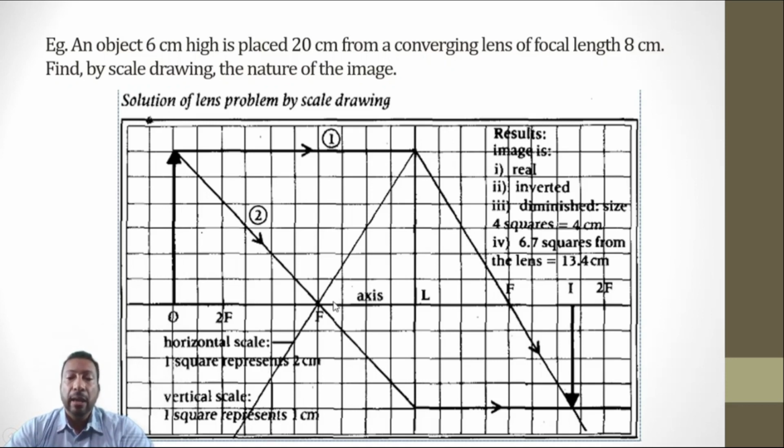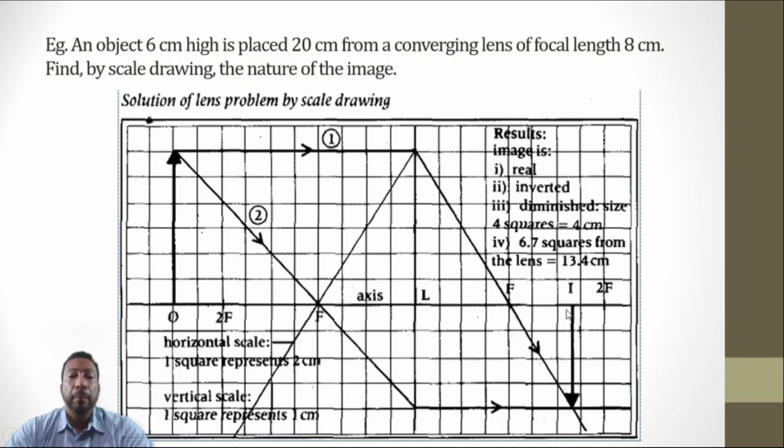So here I have capital F at 4 little squares away from L. Since it is a focal length of 8 centimeters, then 8 divided by 2 gives me 4, because the scale here is 1 to 2. So that's 1, 2, 3, 4. And then another 1, 2, 3, 4, I place 2F. As I said, it is customary to place F and 2F on both sides of the diagram.